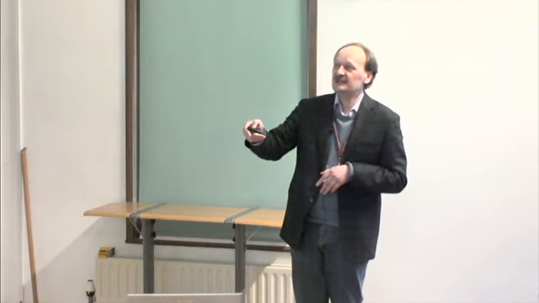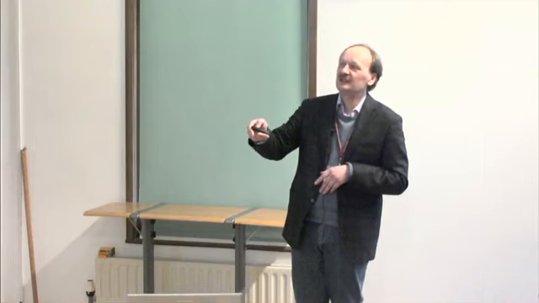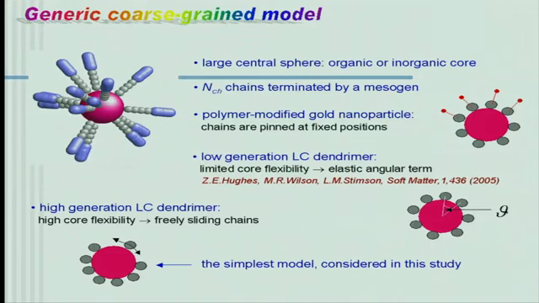So here we just decided to use some generic coarse-grained model, which has the central large bit, a spherical bit, and then there are a certain number of chains attached to it, and each chain is terminated by a mesogen. And what kind of relation does this model have to real systems? So one can point out several cases.